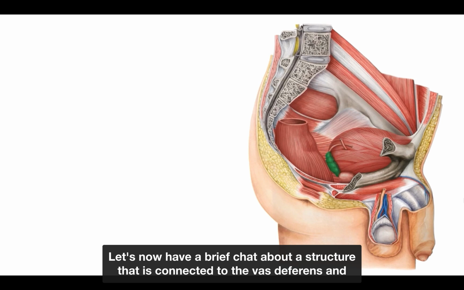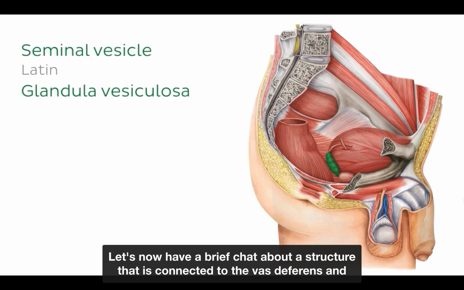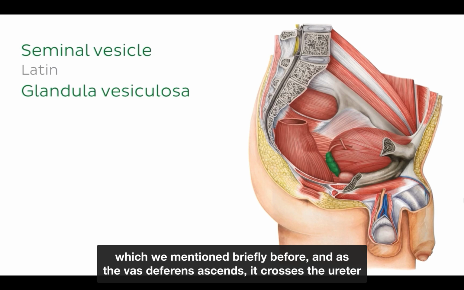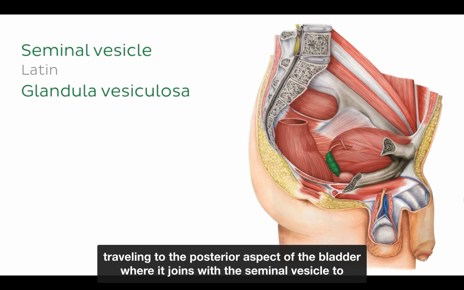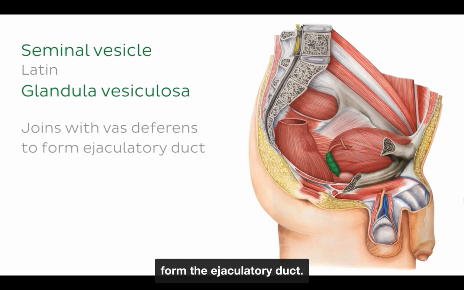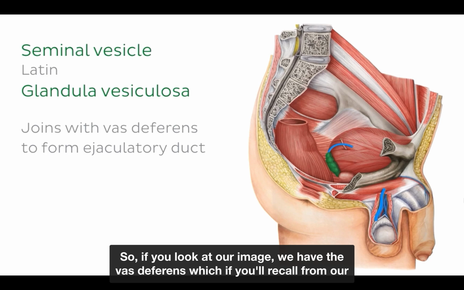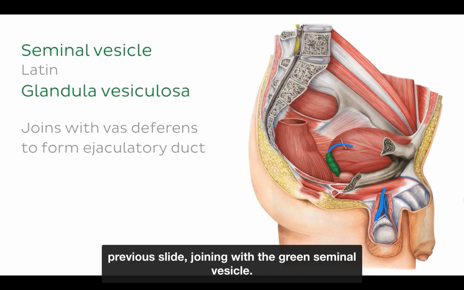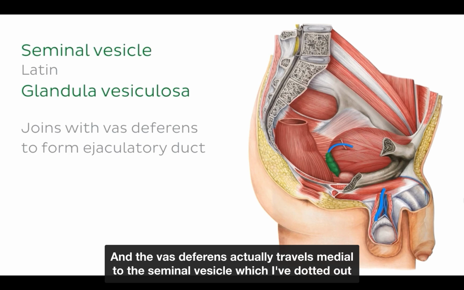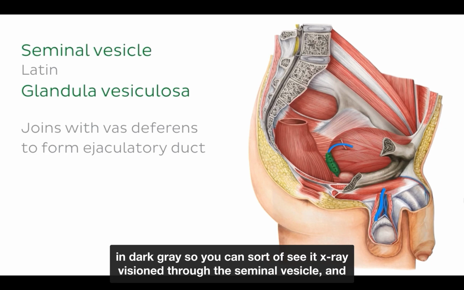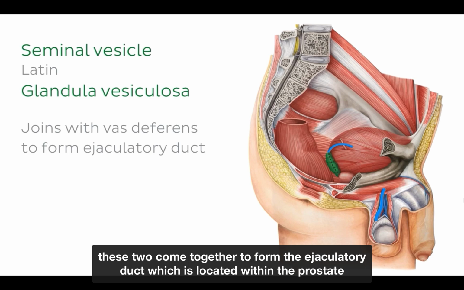Let's now have a brief chat about a structure that is connected to the vas deferens and which we mentioned briefly before. And as the vas deferens ascends, it crosses the ureter, travelling to the posterior aspect of the bladder, where it joins with the seminal vesicle to form the ejaculatory duct. So if you look at our image, we have the vas deferens, which you'll recall from our previous slide, joining with the green seminal vesicle. And the vas deferens actually travels medial to the seminal vesicle, which I've dotted out in dark grey. So you can sort of see it X-ray visioned through the seminal vesicle. And these two come together to form the ejaculatory duct, which is located within the prostate.